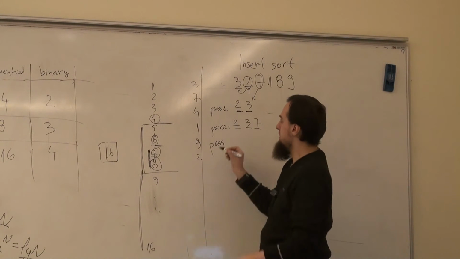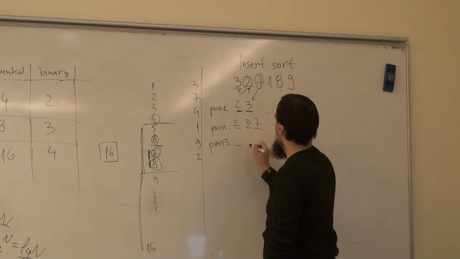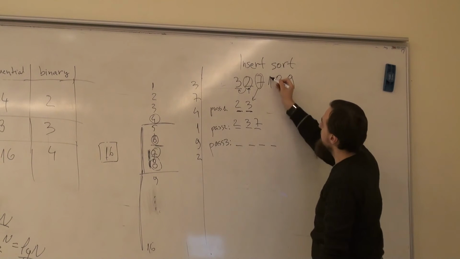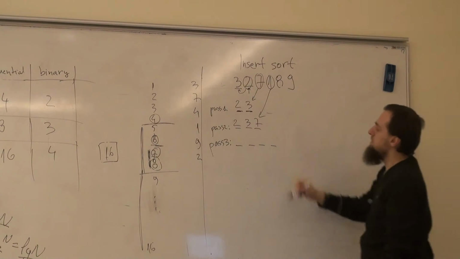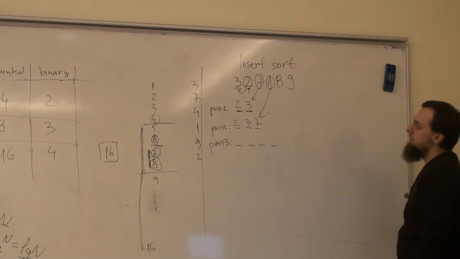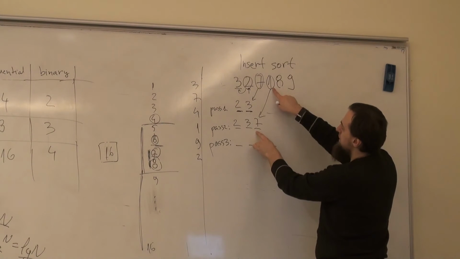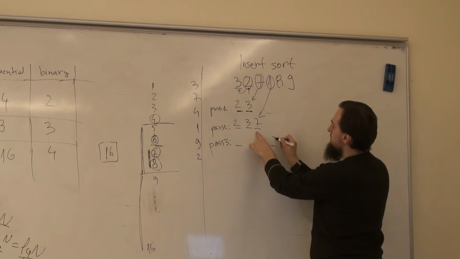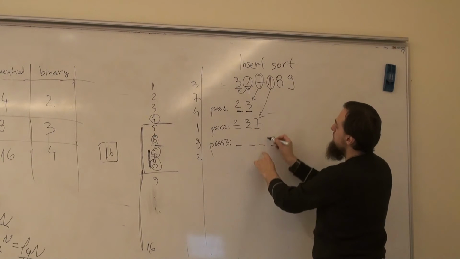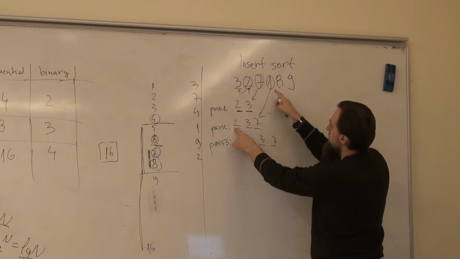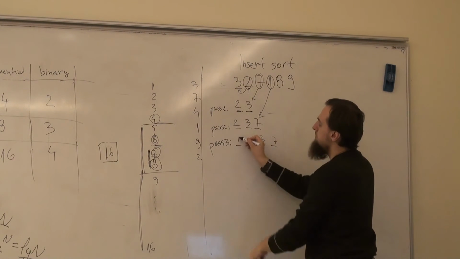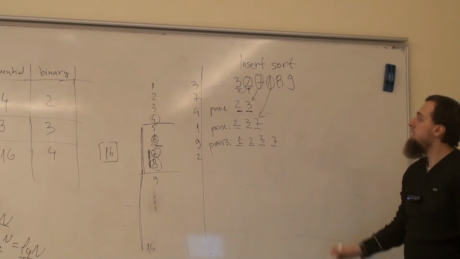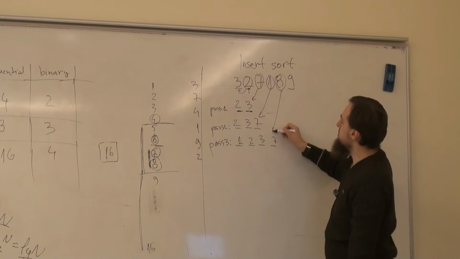Now, pass or iteration 3. We have 4 numbers now. We want to insert 1 in this sequence here, 2, 3, 7. And you can see 7 is greater than 1, that's why 7 will be here. 3 is greater than 1, that's why 3 will be here. 2 is greater than 1, 2 will be here, and 1 will be inserted here. Okay?